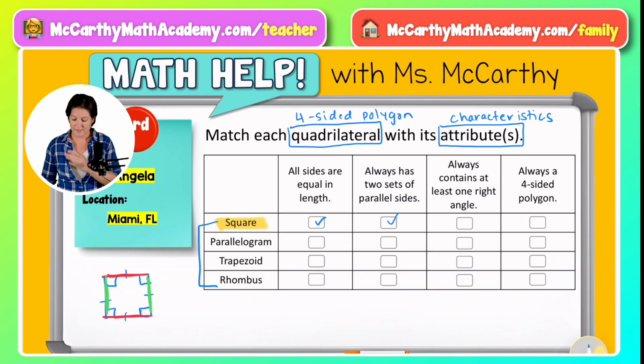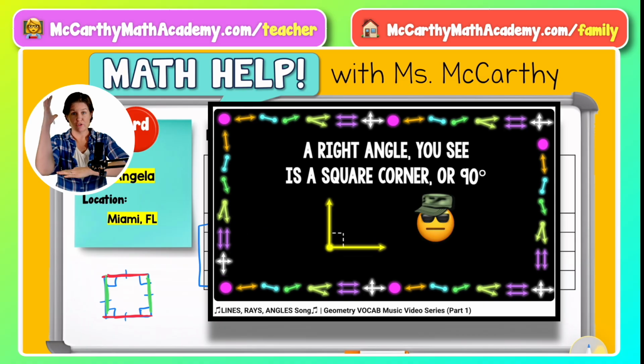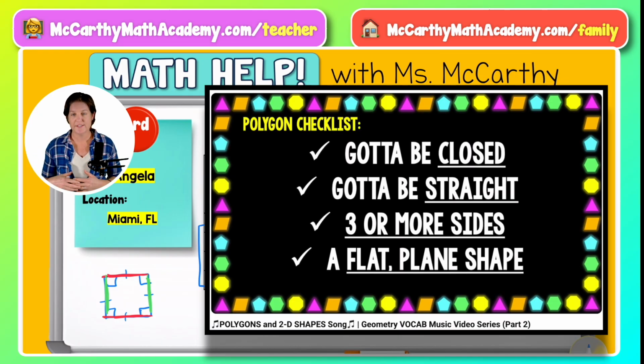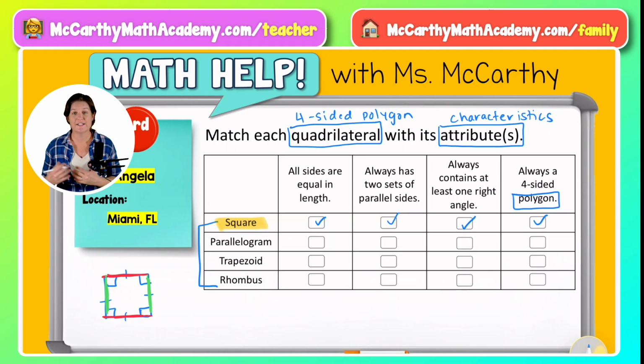The next column says that a square always contains at least 1 right angle. That is true. It actually always contains 4 right angles, which falls into the description of at least 1. So we can mark that right. And remember, right angles are square corners, exactly 90 degrees. The last column says that a square is always a 4-sided polygon. Does a square always have 4 sides? Yes. I've got another song that breaks down different polygons. The characteristics of a polygon are that it's closed, made of straight lines, with 3 or more sides, a flat plane shape, and a square is all of those things. So yes, it is a polygon. All right, done with square.